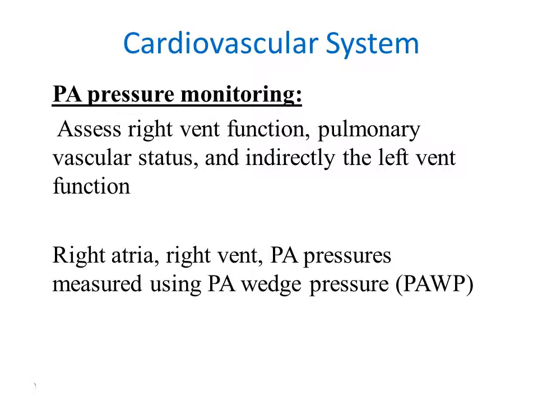Pulmonary artery pressure monitoring is used to assess the right ventricular function, pulmonary vascular status, and indirectly the left ventricular function. The catheter will be introduced through the right atrium, right ventricle, pulmonary artery, and toward the end of the pulmonary artery so that the pressure inside the right atrium, right ventricle, pulmonary artery, and at the edge of the pulmonary artery will be measured. These are called right atrial pressure, right ventricular pressure, pulmonary artery pressure, and pulmonary artery wedge pressure, or pulmonary artery occlusive pressure.